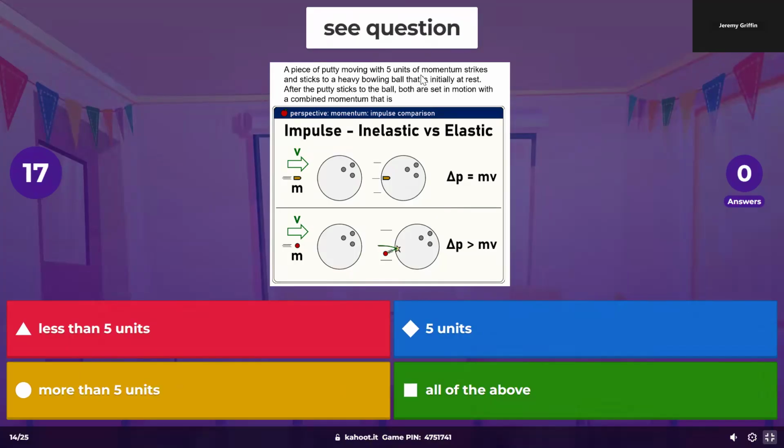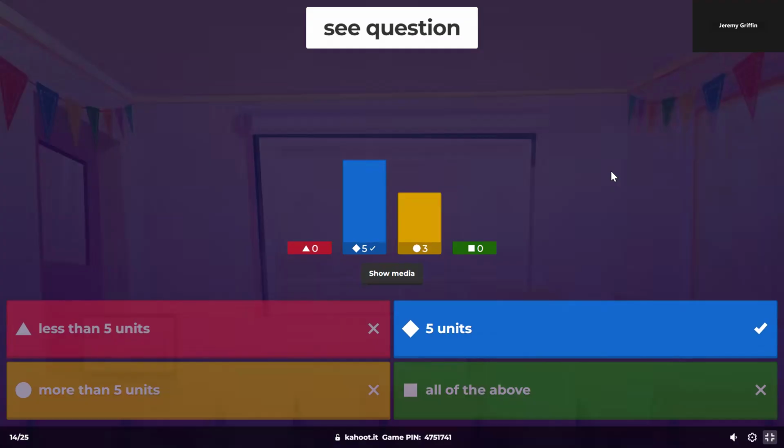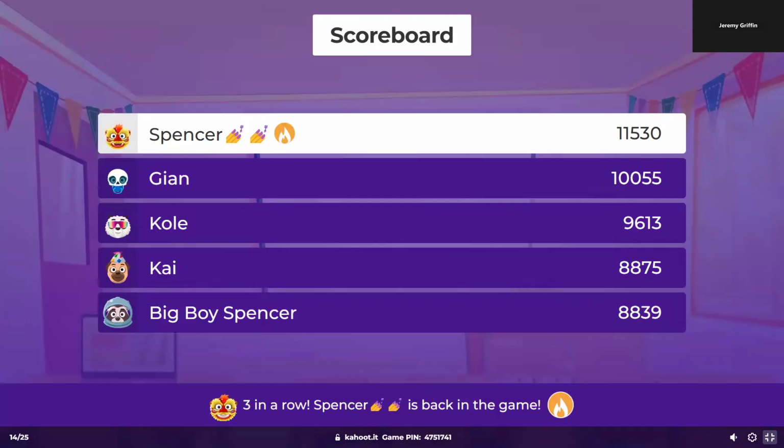A piece of putty moving with 5 units of momentum strikes and sticks to a heavy bowling ball initially at rest. After the putty sticks to the ball, both are set into motion with the combined momentum of... Yeah, 5 units. Okay. That's just conservation of momentum. You guys remember conservation of momentum? We used to solve a bunch of puzzles. Momentum was conserved during collisions. 5 units of momentum, it's conserved.